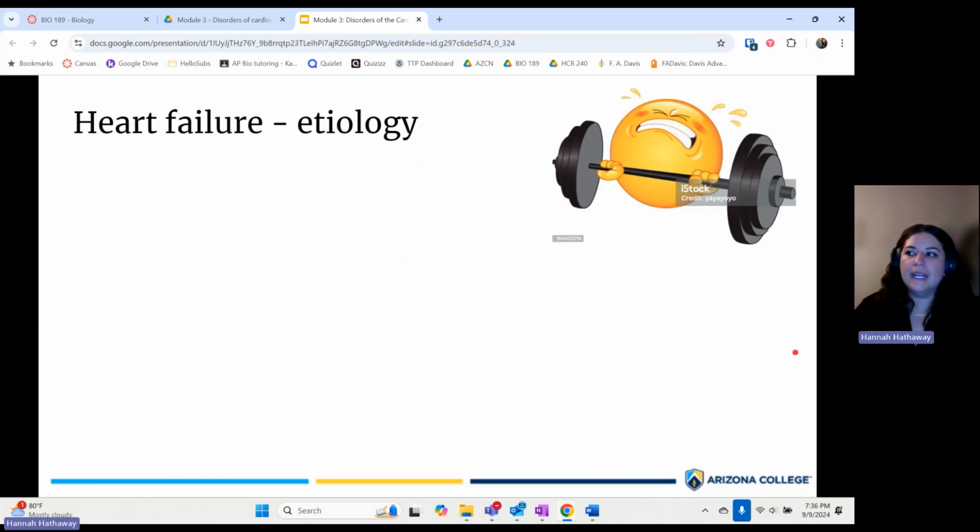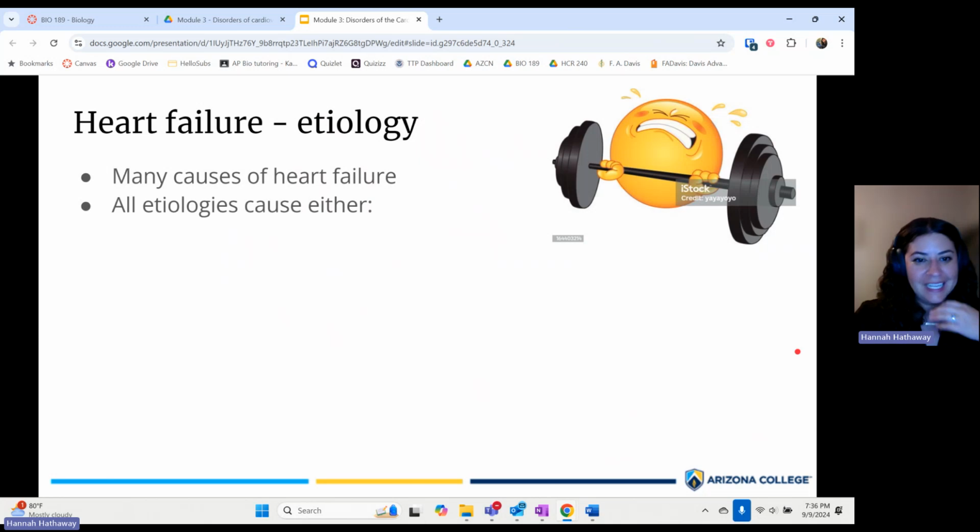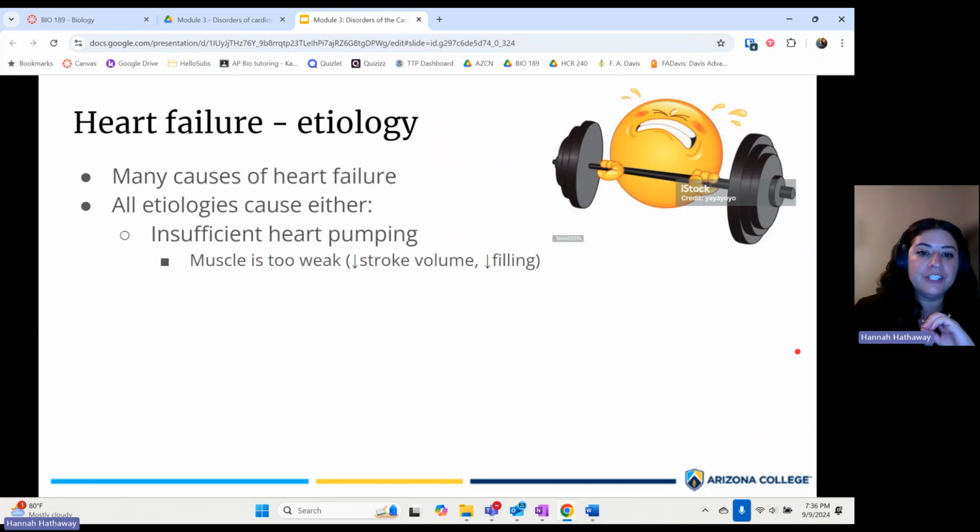Okay, so like I said, there's lots of different types of heart failure, so it makes sense that there's lots of different etiologies, meaning lots of different ways that heart failure can be caused. So all of those etiologies cause either insufficient heart pumping, meaning the muscle is just too weak. So that can be due to decreased stroke volume or decreased filling of the heart.